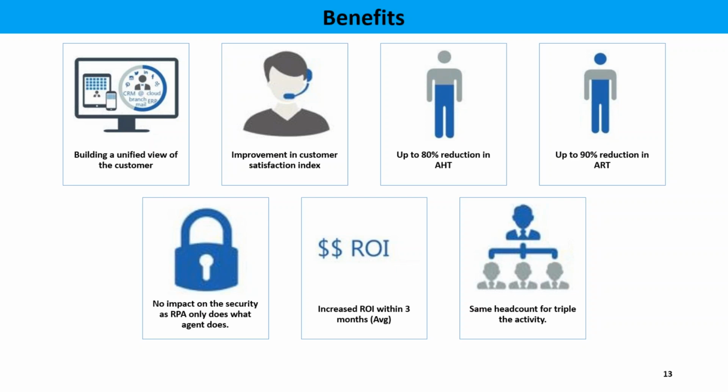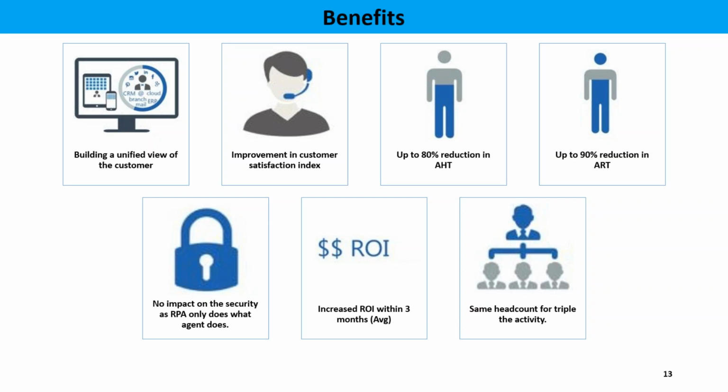Next will be up to 80% reduction in average handling time and 90% reduction in average resolution time. Just take an example: if there is an invoice and your operations team takes 5 minutes to process one invoice, then automation can achieve that in 4.5 minutes. So, straightforward, you can keep some 30 seconds buffer, like you can save there. So it can work more speedily than a human agent.